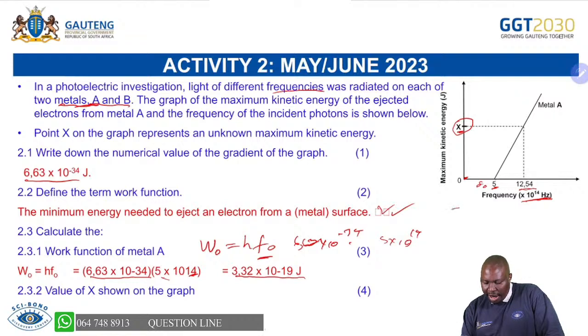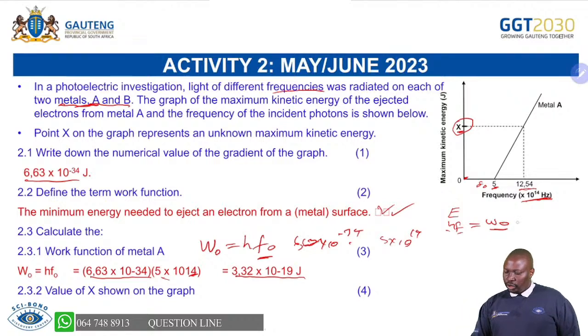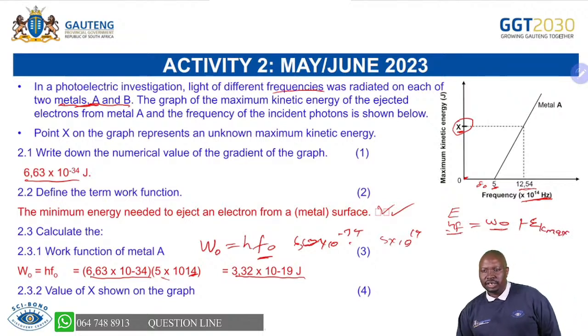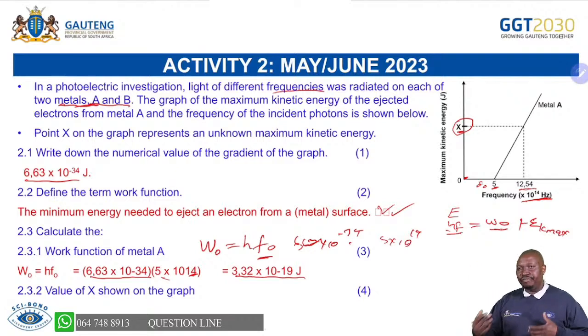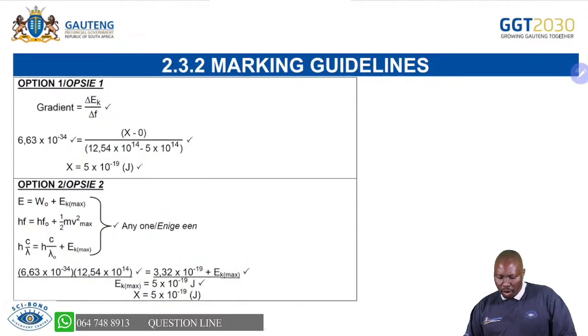So you know that when you have frequency which is 12,54, you have hf, which is Planck's constant times f, which is your 12,54. Then you are able to write your equation with the work function. You calculated the work function as 3,32. So you put in your 3,32. Then you can calculate the Ek max here, which will be equal to hf minus the work function. So you can see that with these questions, as long as you have the understanding, you are able to do the calculations with no problems.